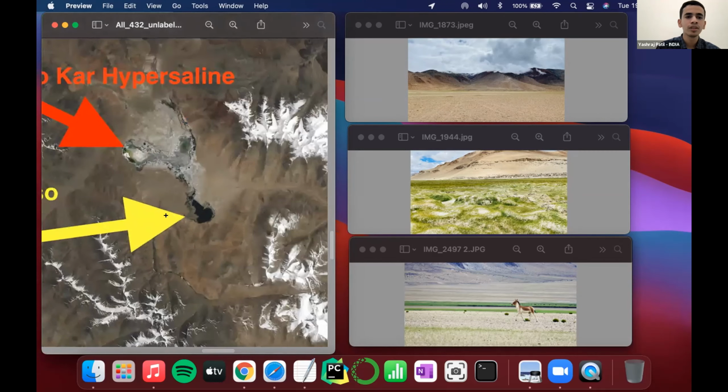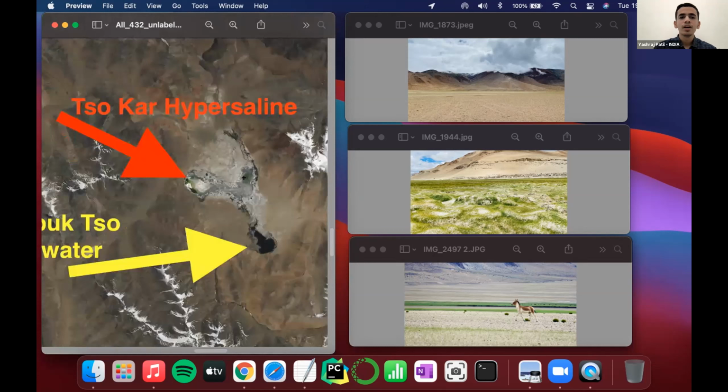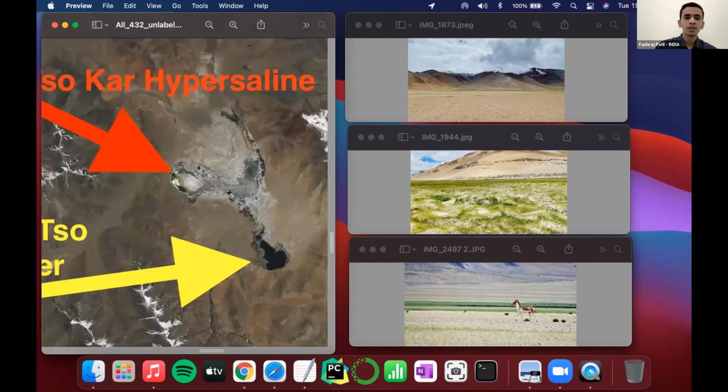So this is the Tso Kar Ramsar Site. Over here you could see this is the hypersaline lake, while this is the freshwater lake. And what amazed us is that they are connected through small streams of water, and they never get mixed up with each other. This is still a mystery over here, that we couldn't figure out about Tso Kar.